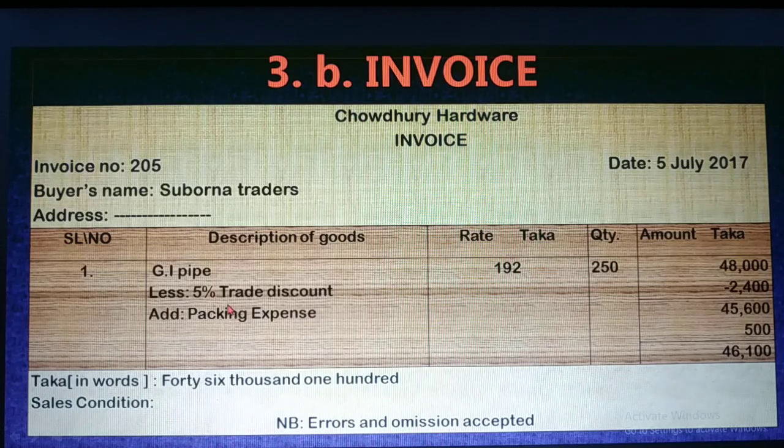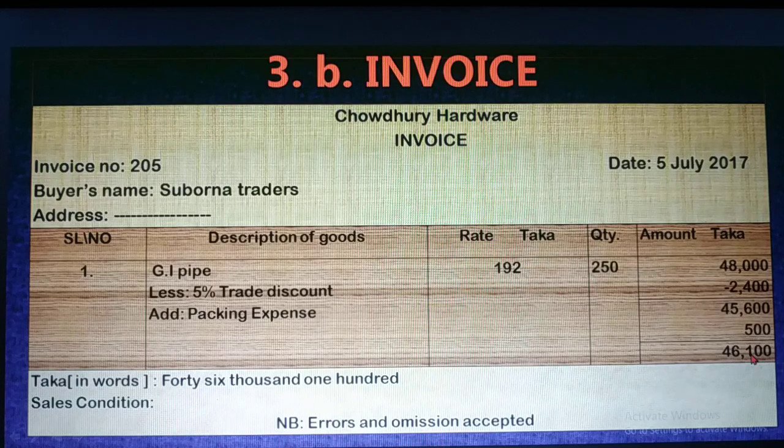Then we allow 5% discount to Subarna Traders. So 48,000 into 5 divided by 100. That means the amount of discount is 2,400. We have to subtract it. It is 45,600. And we have given a packing charge for this amount of taka 500. So the total amount of invoice is 46,100.